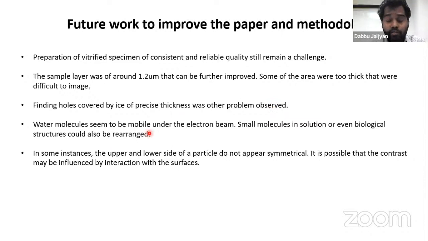The authors also observed that when they were collecting the data, the water molecules were mobile under the electron beam, so small molecules in the solution or even the biological structure could be rearranged. This was another problem detected for the first time in this paper. And sometimes the upper and lower sides of the particle did not appear symmetrical. It could be because these biological molecules were interacting with the material of the grid. That could be one reason for this. This is what the authors have explained.